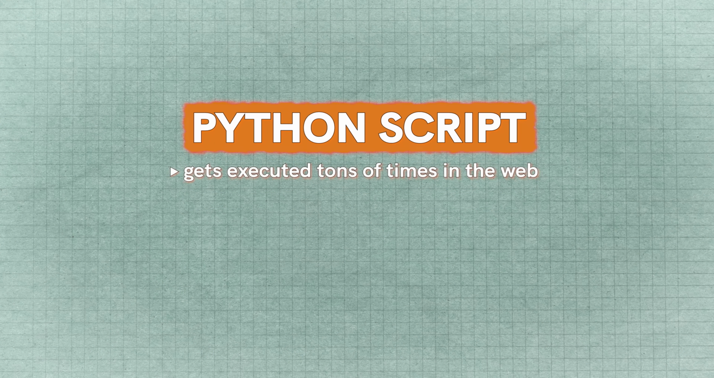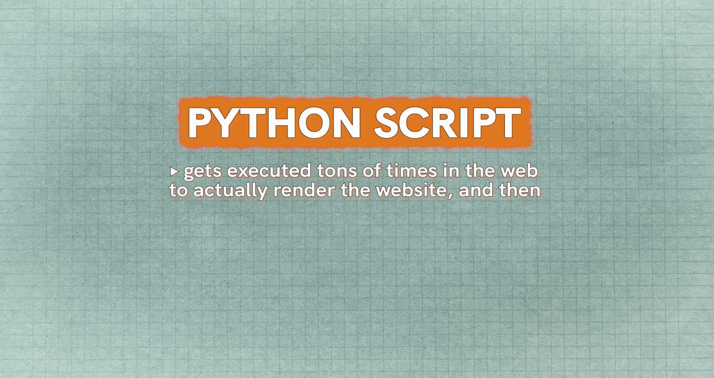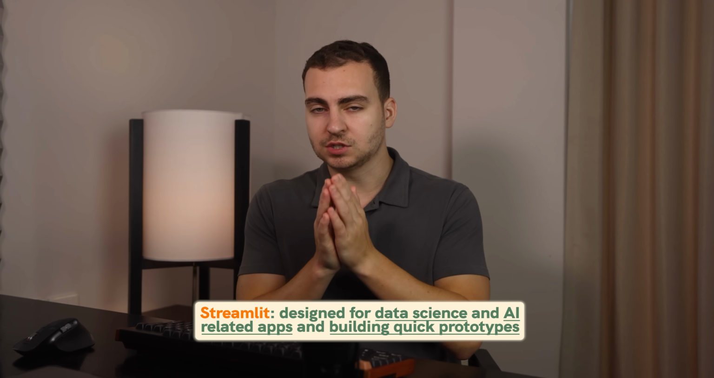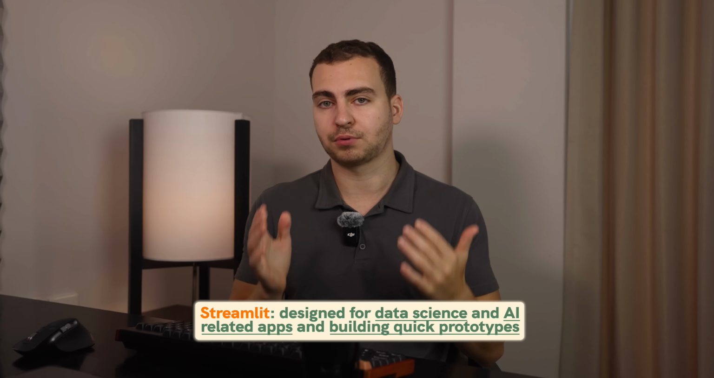The way that Streamlit works is you simply write a Python script, and then that Python script gets executed tons of times in the web to actually render the website and then deal with any of the dynamic data changes. Now, this is a little bit of a weird framework. It's very different from other web frameworks like React, for example, or Django, or Flask, and I want to hop over to the computer here to show you what it looks like. Keep in mind, this is really designed for data science and AI-related apps and building quick prototypes.